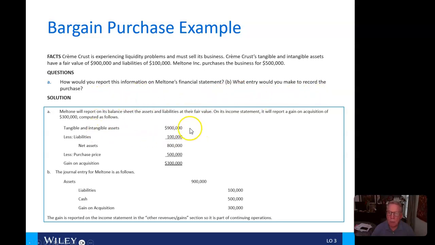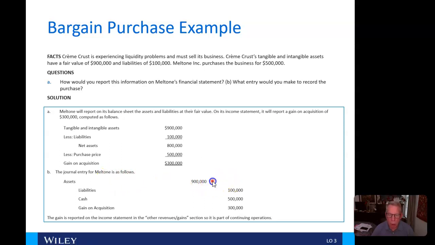So here, we're going to take a look at the tangible and intangible assets of $900,000 fair value, less the liabilities at fair value, gives me $800,000 net asset. Purchase price, $500,000. Gain on acquisition, $300,000. Not negative goodwill, right? Or goodwill.